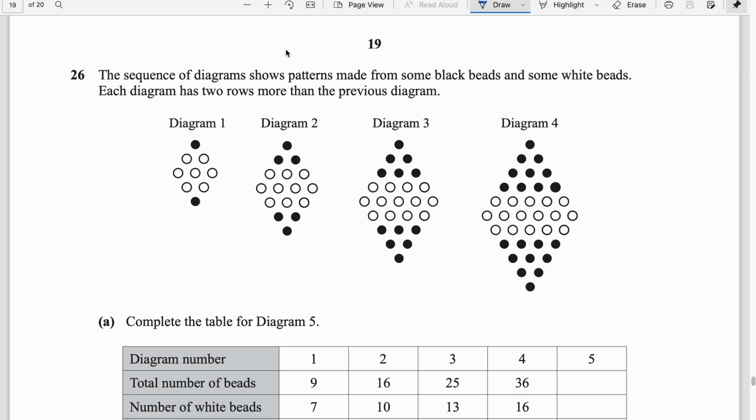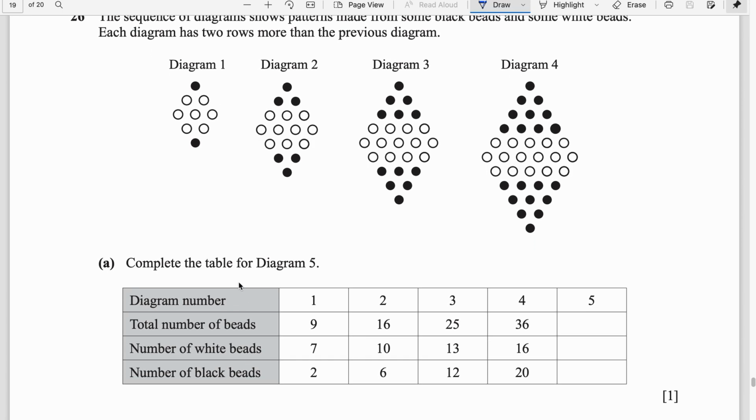Question number 26. The sequence of diagrams shows a pattern made from some black beads and some white beads. Each diagram has two rows more than the previous diagram. Complete the table for diagram 5.